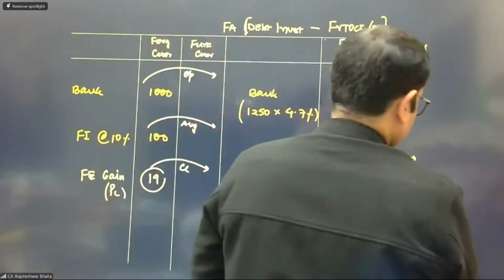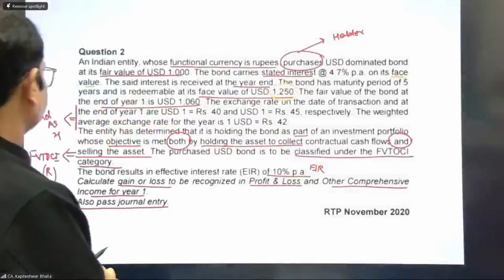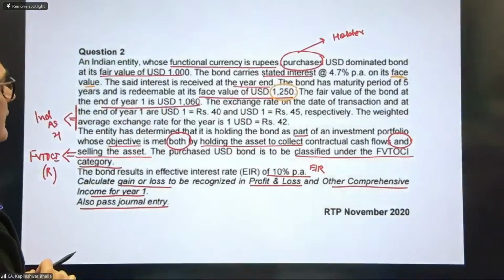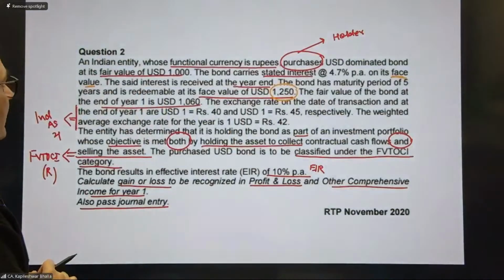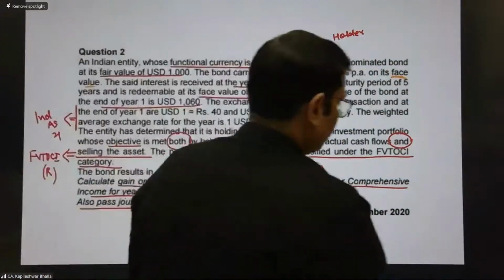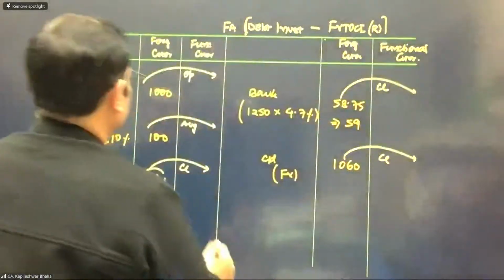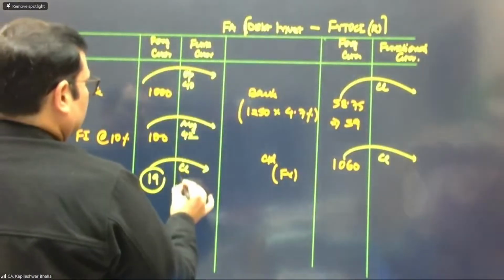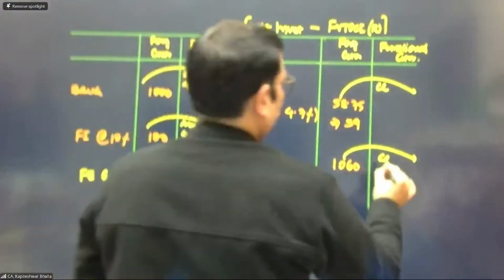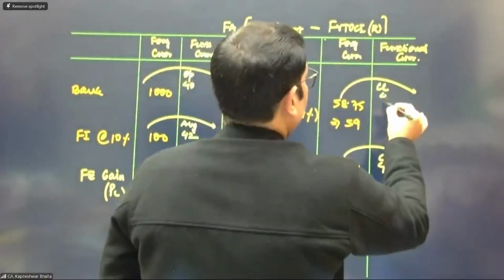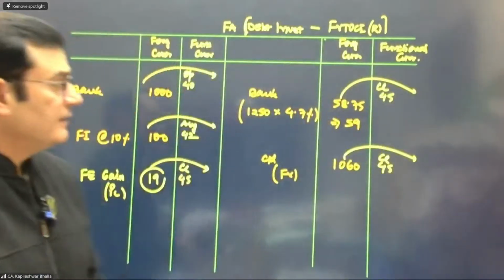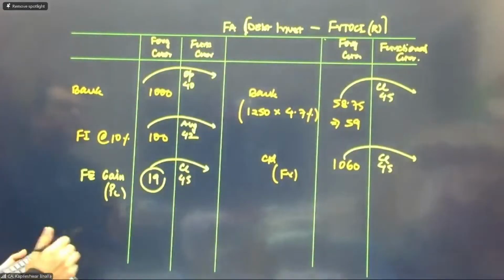So let's pick up the exchange rates. The rate of exchange on the date of transaction is 40, year end is 45, and average is 42. So the rate of exchange at the beginning is 40, average is 42, and the closing is 45. So let's multiply this with the respective exchange rates and then see the balance.